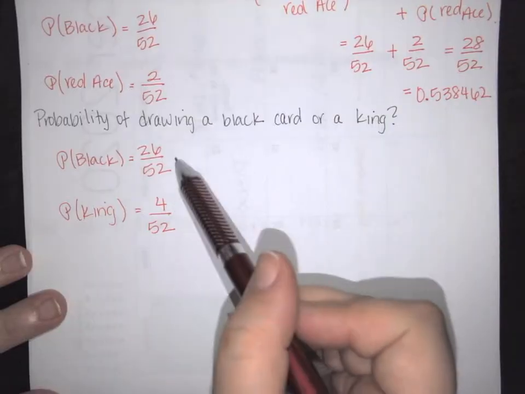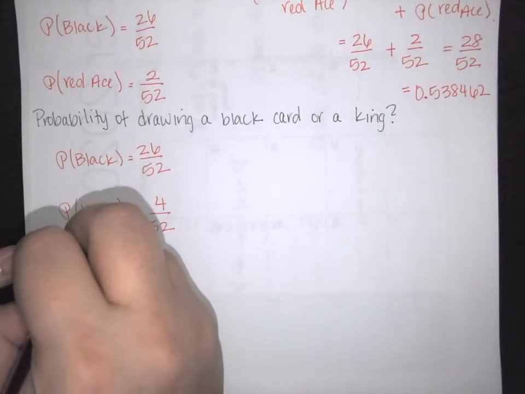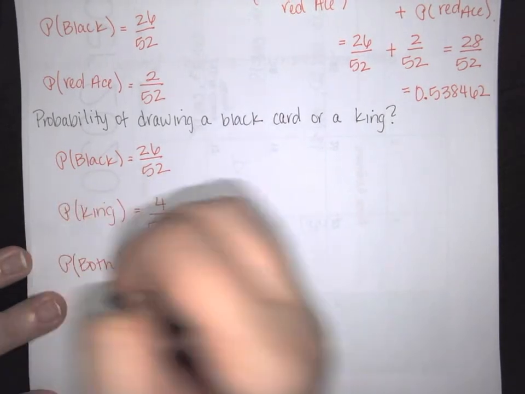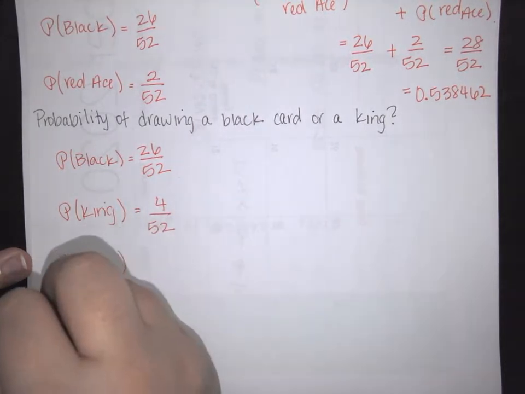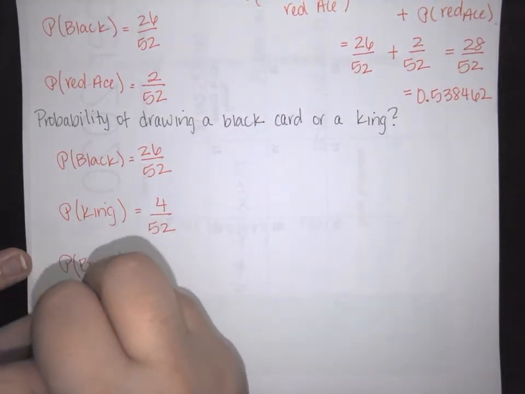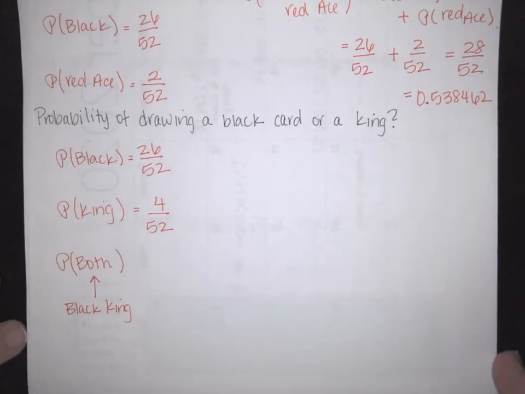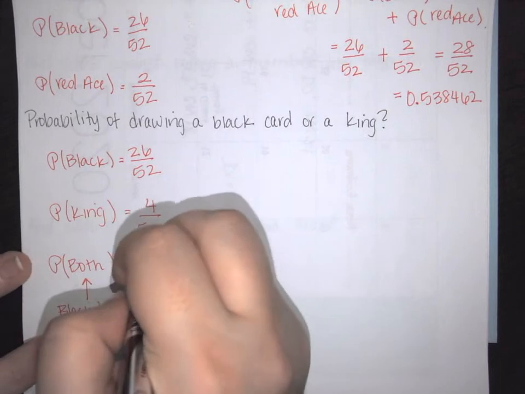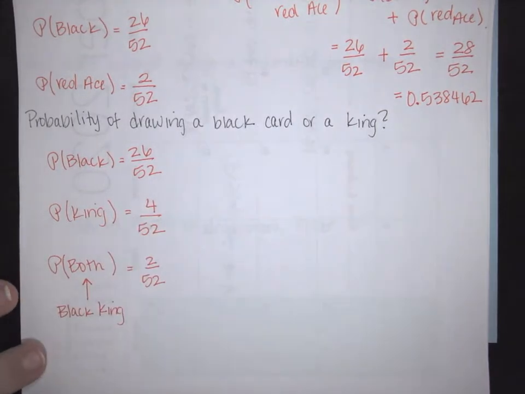Well, when doing this, notice I also have to take into account the probability that both occurs. Okay. Now, when I'm talking about both, what I mean is drawing a black king. Because in probability, you cannot count things twice. So the probability of drawing a black king is going to be 2 out of my 52 cards.